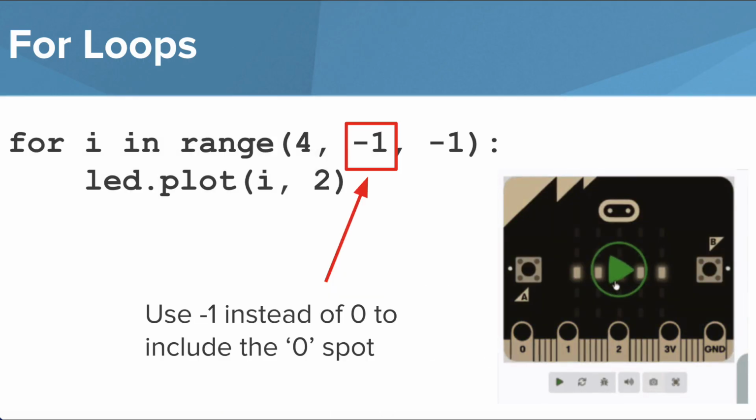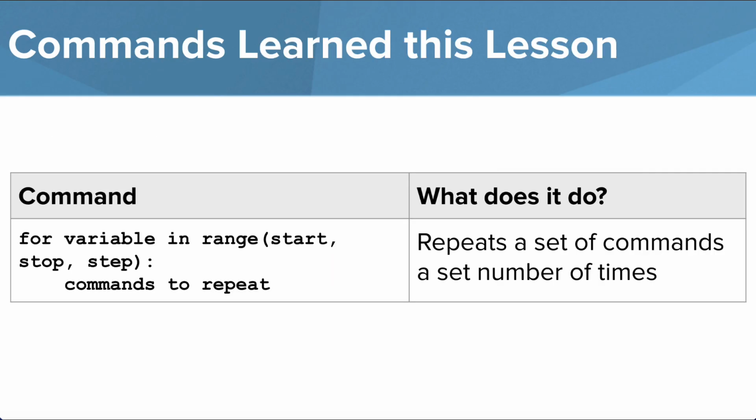In this final example, we start at 4 and count down to include 0 by using -1 as the second argument instead of 0. We move down by 1 each time in this example as well. In this lesson, we learned how to use for loops in our programs. Now it's your turn to explore loops in your own microbit programs.